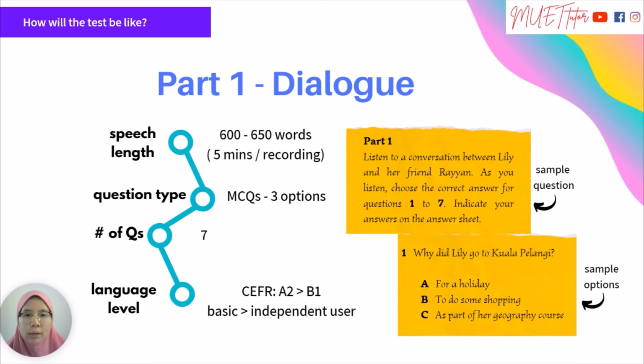In part 1, you'll be listening to a dialogue with about 600 to 650 words in length. Each recording will take about 5 minutes, and then you'll answer 7 multiple choice questions. Each MCQ has 3 options, either A, B, or C.